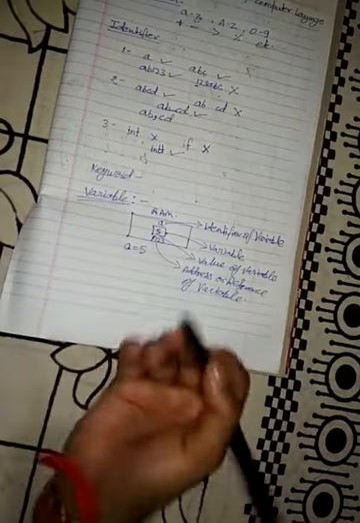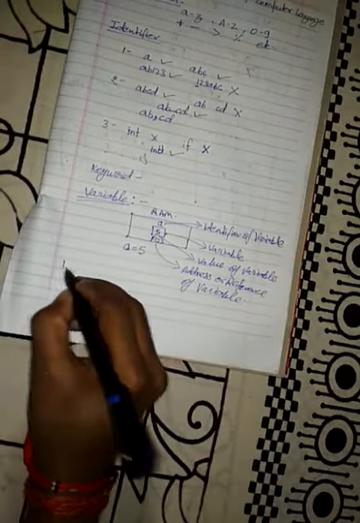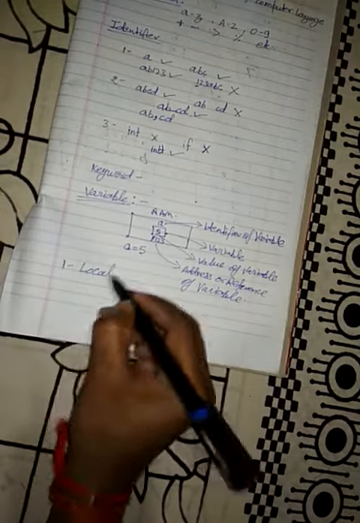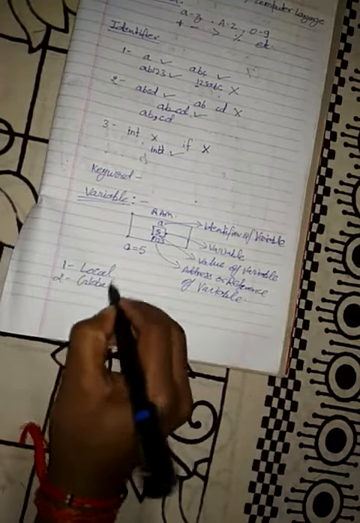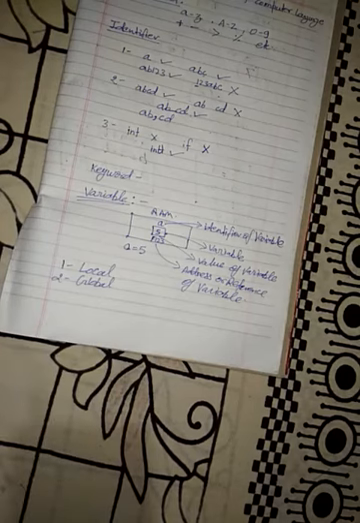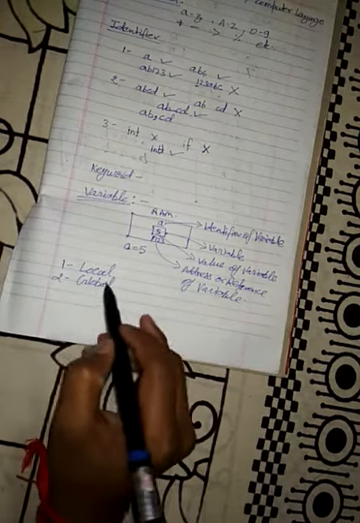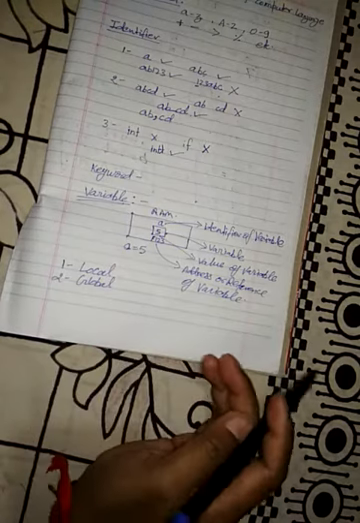There are many types of variable. We can say there are two types of variable: one is local and the other is global. What are this local variable and global variable? We will see in our programming concept. In programming concept I will tell you about this local and global variable.